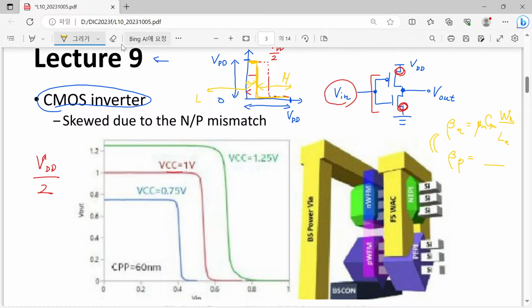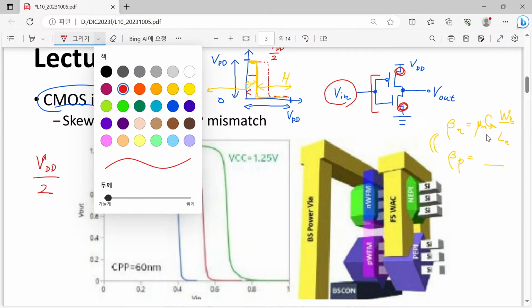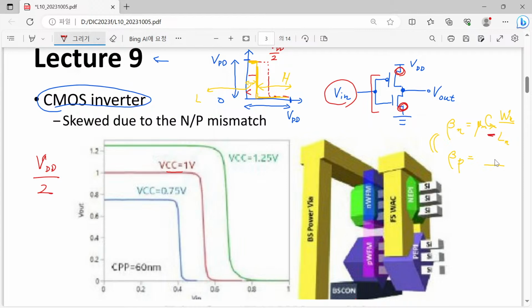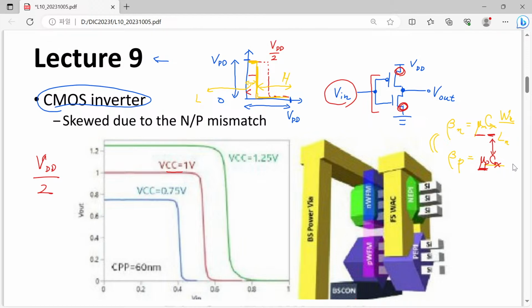It's not that difficult. So simply speaking, usually Cox of NMOSFET and Cox of PMOSFET are the same, because we are using the same thickness of oxide, and the difference usually comes from the mobility. In traditional technology, usually electron mobility in silicon is higher than hole mobility in silicon. So what we do is usually we introduce WP, which is larger than the width of the NMOSFET. Then we can compensate the weak mobility of the PMOSFET.